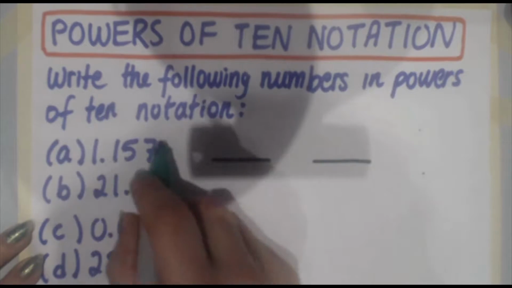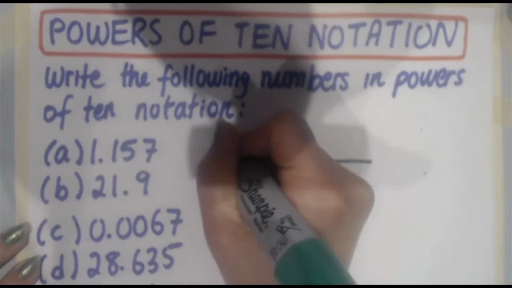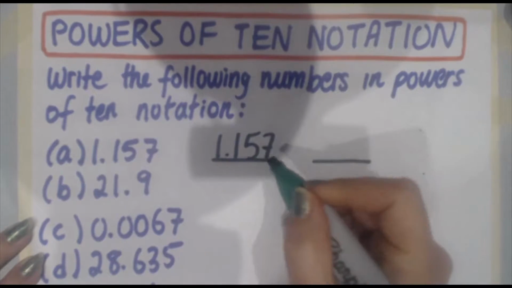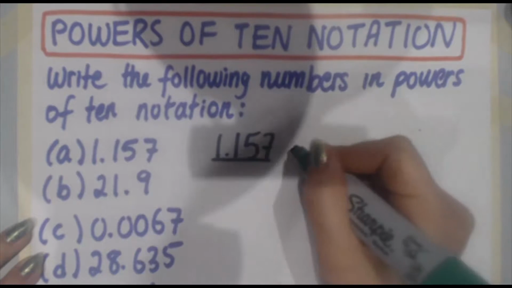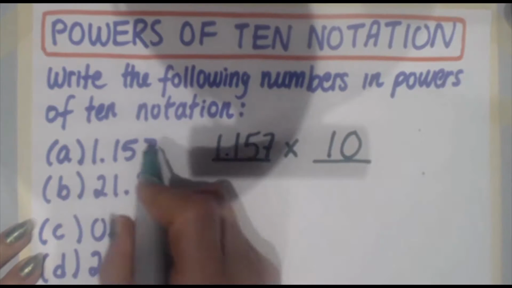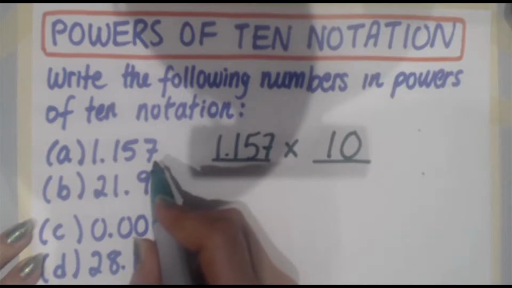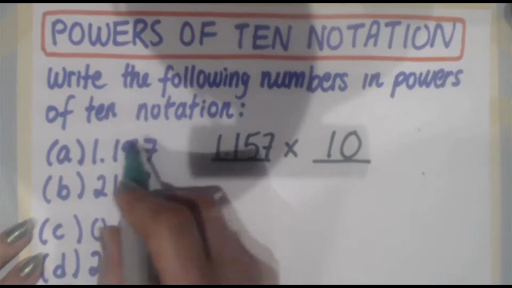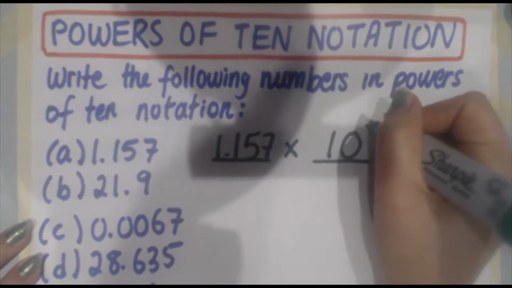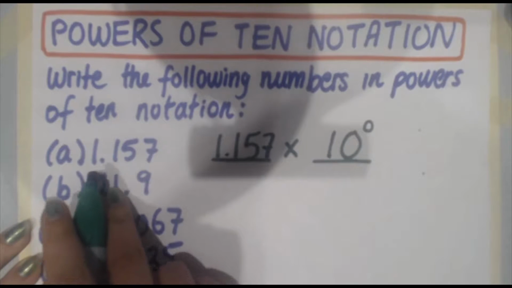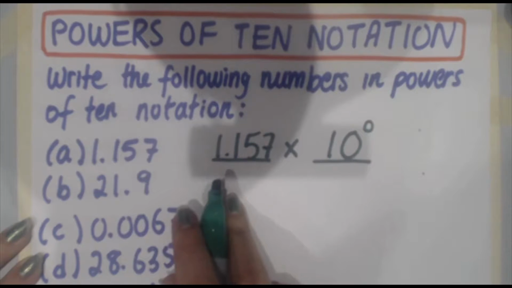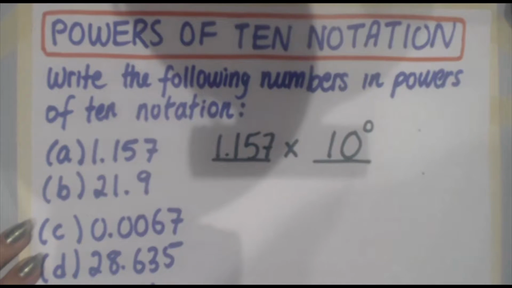In this case, the number is already in that form, so we're going to write 1.157. That coefficient is then multiplied by a power of 10 in order to achieve the number that you had originally. This case is actually very simple. The only number you need to multiply this by is 1, and in order to get 1, that's 10 to the 0. So 1.157 expressed in power of 10 notation is 1.157 times 10 to the 0.